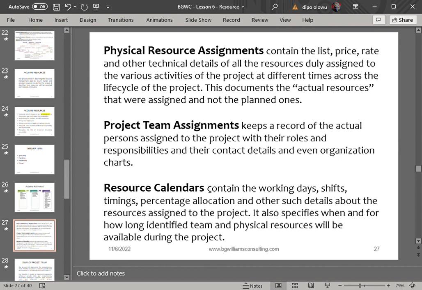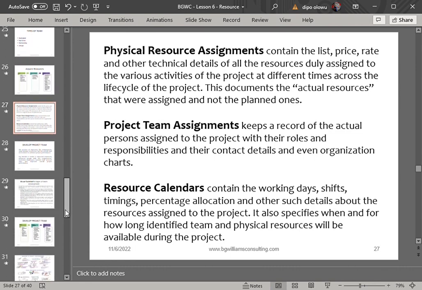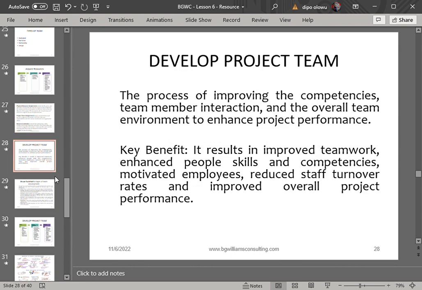And also there is what we refer to as the resource calendar. A resource calendar is the document that shows the project manager the availability of resources during your project. The purpose of the resource calendar is to know if your team member or your resources will be available at a particular time or not. That becomes what?